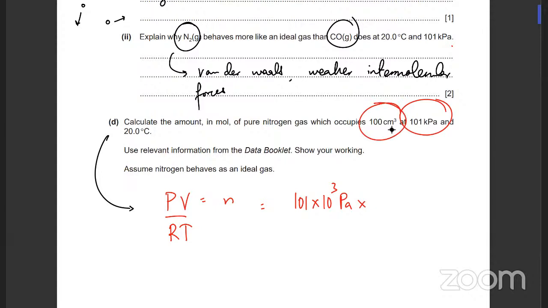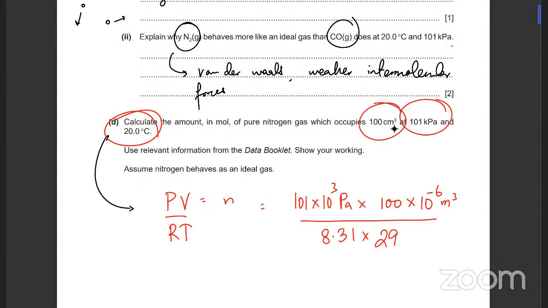So how do you convert centimeter cubed into meter cubed? You multiply it by 10 to the power -6 meter cubed. And the whole thing gets divided by R, and that's 8.31. And temperature must be in Kelvins. So what is 20 centigrade in Kelvins? 293. Yeah, that's 293.